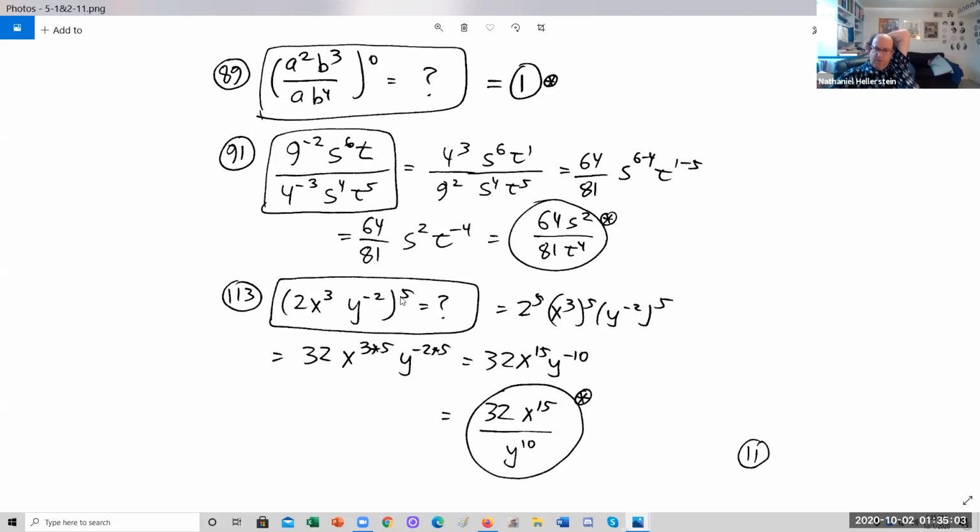Now here we have the fifth power of 2x to the third y to the negative 2. Okay, we distribute the fifth power over each factor. 2 to the fifth, x cubed to the fifth, y to the negative second to the fifth. 2 to the fifth is 2 times 2 times 2 times 2 times 2.